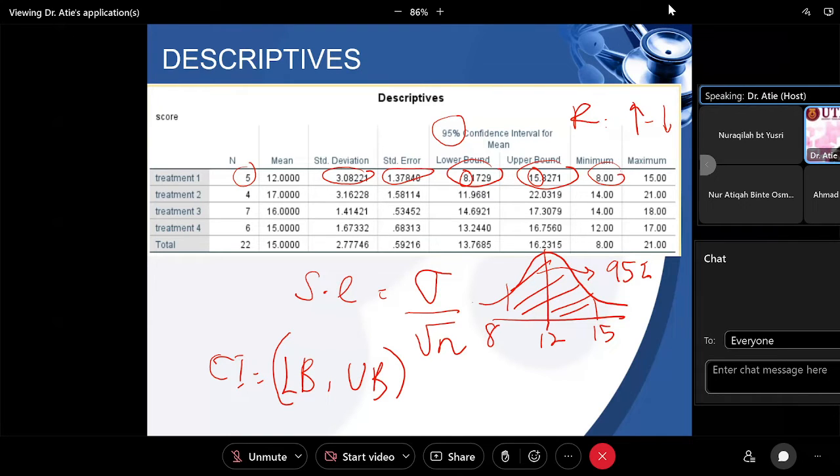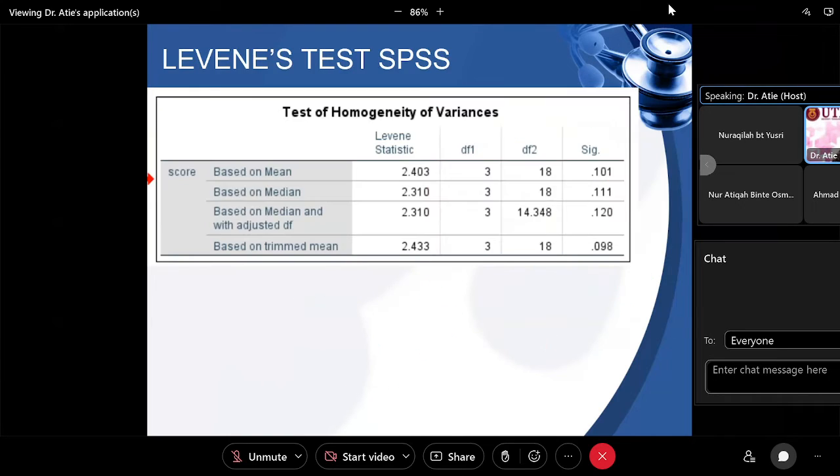All right, so now our first step is to do the Levene test, before we can proceed further with our analysis. The first thing we need to make sure is that the 4 groups are not different, they are almost similar. The purpose of the Levene test is to check the equality, the differences or the equality of variances. Homogeneity means equal.